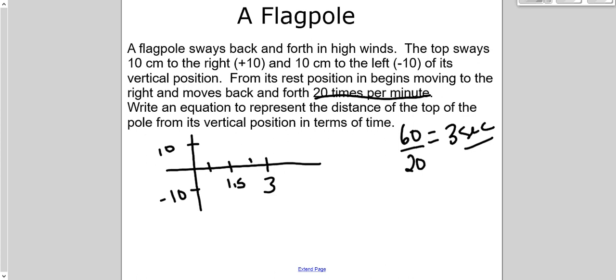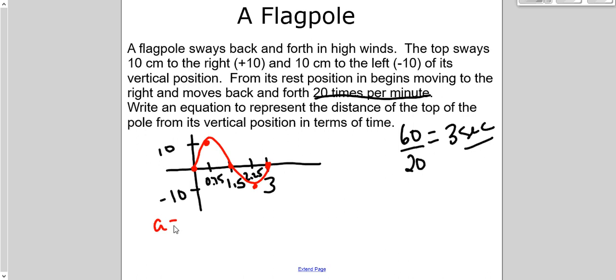And now I'll break up my graph to help me plot my points. I do that by taking half of 3, which is 1.5, then half of 1.5, which is 0.75, and then I add 0.75 on the other side of 1.5, which gives 2.25. So I break it up. Now it tells me it starts from its rest position. So rest position is here, and then it goes to the right, back to the rest, down to the left, back to the rest. So we have a function that looks like this.